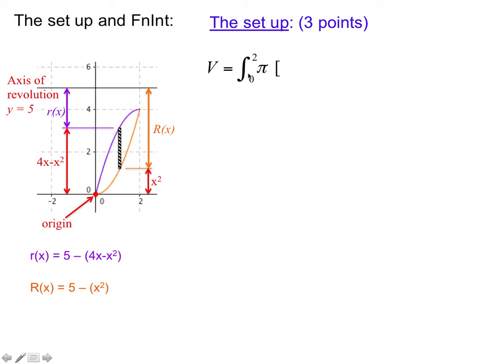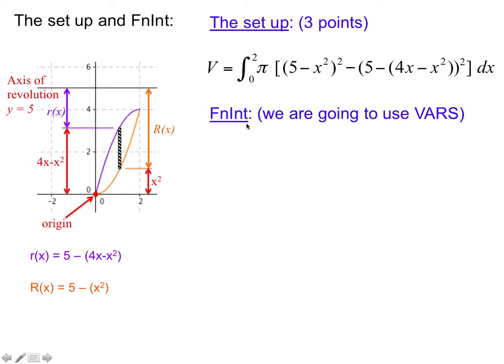And I put the pi on the inside, but we can bring the pi to the outside too. And our big radius is 5 minus x squared, and then we have to square that. That's a really common thing to forget. So this is big R squared minus little r squared, which is going to be 5 minus the quantity 4x minus x squared, and we have to square that as well. And then our dx, our dummy variable there.